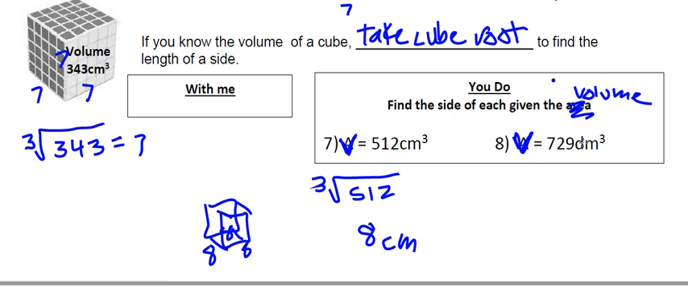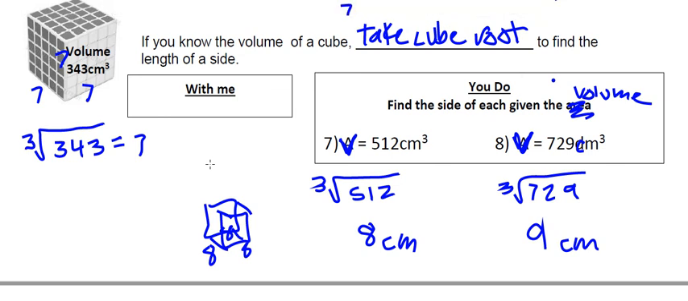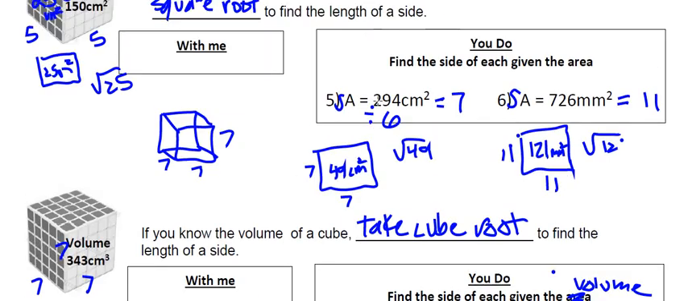Last one here, that should be a C. I'm given the volume of 729 centimeters cubed. Anytime you see a measurement given to you in cubed, it reminds you to take the cubed root, and the cubed root of 729 is 9 centimeters. So side lengths are always just given in units: centimeters, millimeters, inches. Areas are given to you in units squared: centimeters squared, millimeters squared, inches squared, and then volumes are given to you in units cubed.